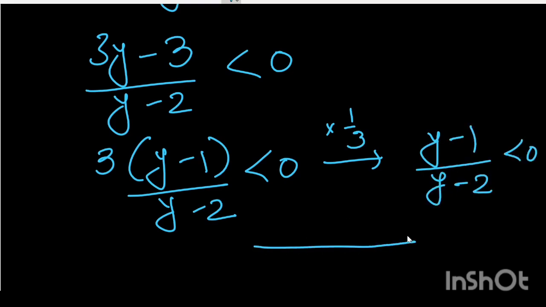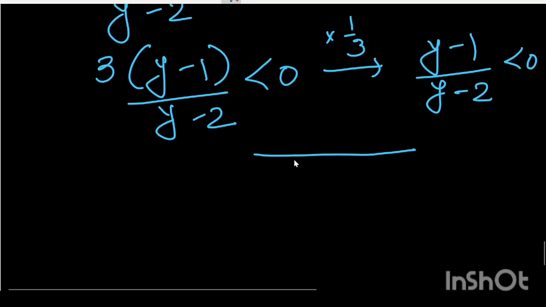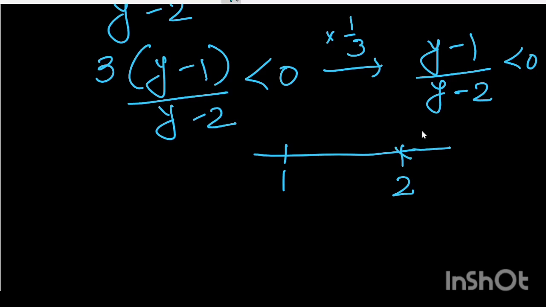We will plot it on the number line, guys. So y minus 1 gives 1. Y minus 2 gives 2. This is a pole, y minus 2, and this is a zero. Okay, the signs are again plus, minus, plus.